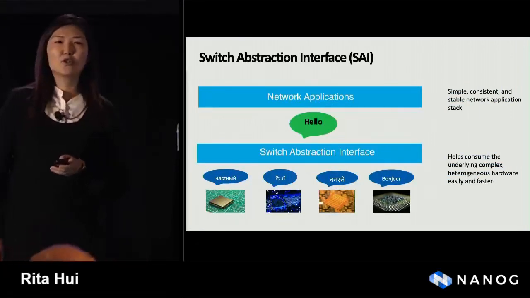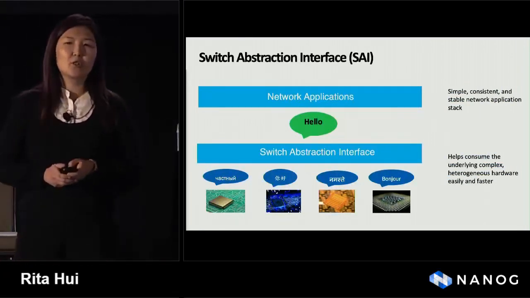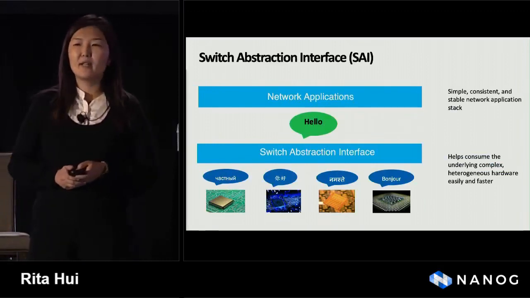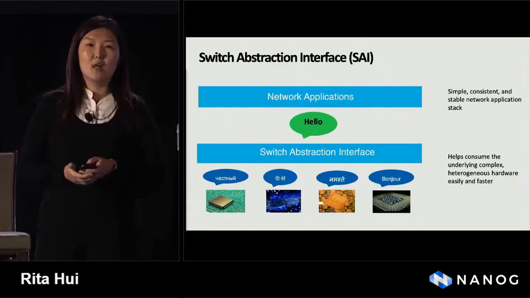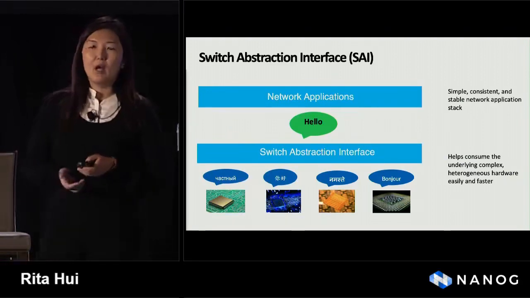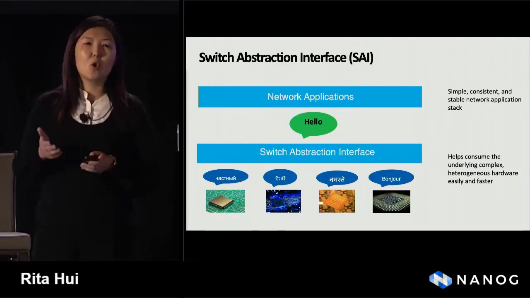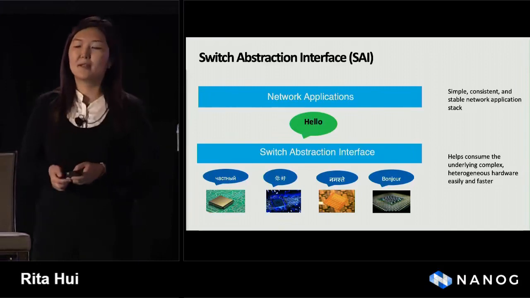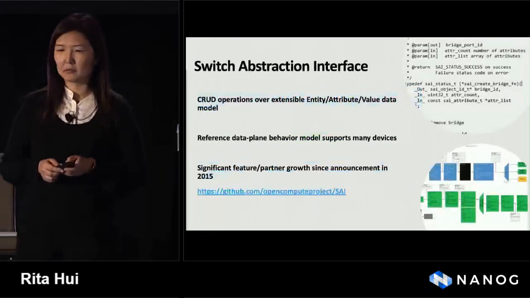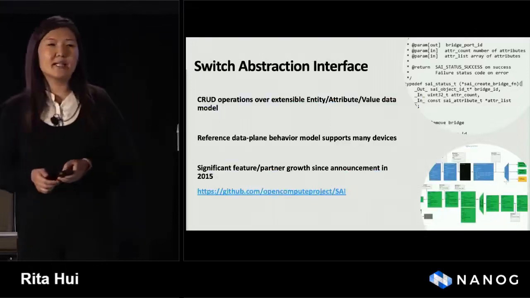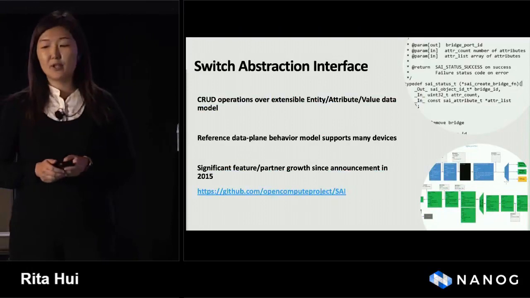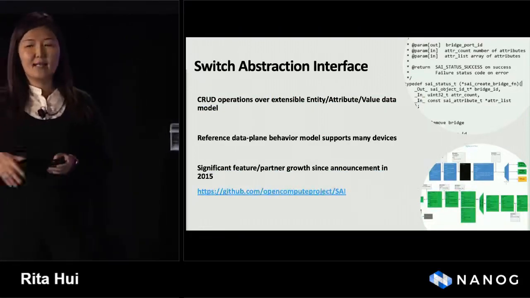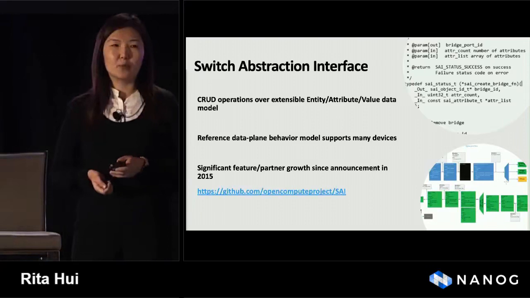So what is SAI? In a traditional network OS with different types of ASICs, because they have different SDKs, you need different ways to talk to them. With SAI, an abstraction interface, the control plane software can talk to all the different types of ASIC in the same way. SAI is basically a set of APIs using CRUD operations over an extensible entity-attribute-value data model.